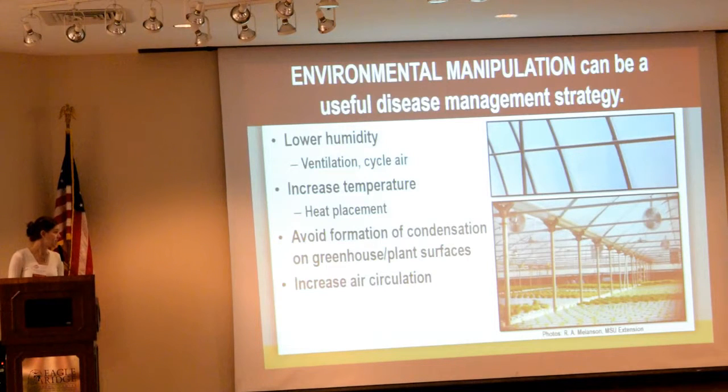Avoiding formation of condensation on greenhouse or plant surfaces. Again, you can work on that with ventilation, and then also the picture I have at the top here, I'm not sure how well you can see it, but they have anti-drip plastic. This is not anti-drip plastic because you can see the condensation forming there, and that condensation can then drip on your plants, and that water that drips on the plants can then keep the foliage or the fruits wet for longer periods of time and allow pathogens to infect the plants, and again, increasing that air circulation.